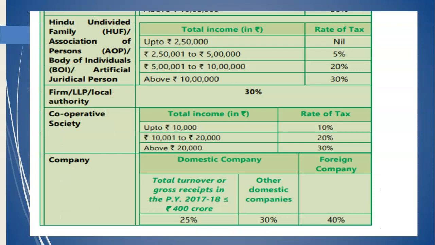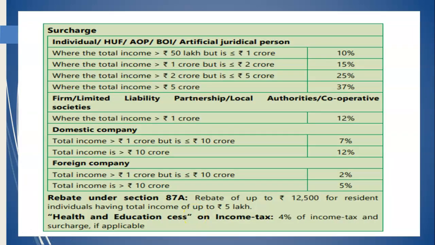So dear students, these are the rates of the taxes on which the income is assessed. One can see that Hindu undivided family, association of person, body of individual and AOP are classified as the rates given here. Firm is taxed at 30%, cooperative tax rates are given here, and company can be 25 to 40% based on types of the company. And surcharge as applicable is as follows.